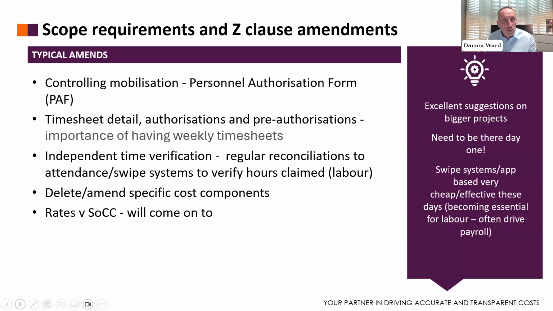We also see a lot of amendments that now start to use independent time verification systems, whether that be hand, face, or eye recognition, where the client employer wants all the hours charged to be independently checked to these systems. And again, we'll come on to an example of that later. We sometimes see the specific cost of components just simply deleted or heavily amended. And as mentioned earlier, we do see occasionally schedule of cost components swapped out and rates brought back in as a simpler way of reimbursement. So what are my tips in this kind of area?